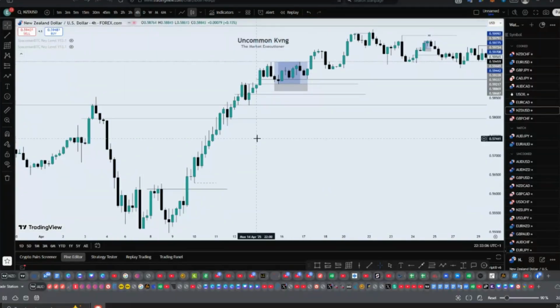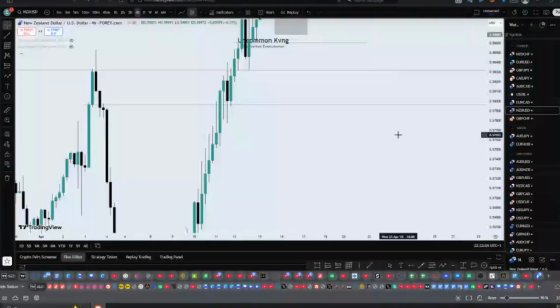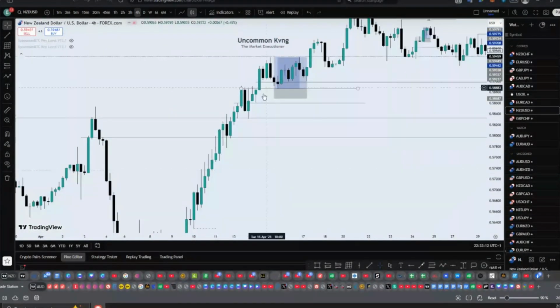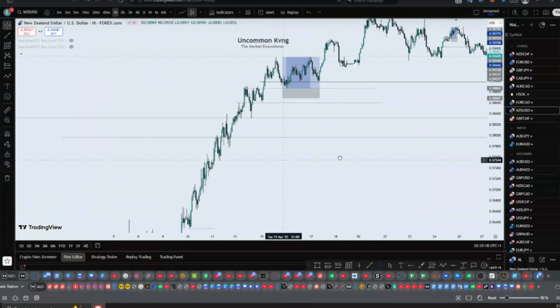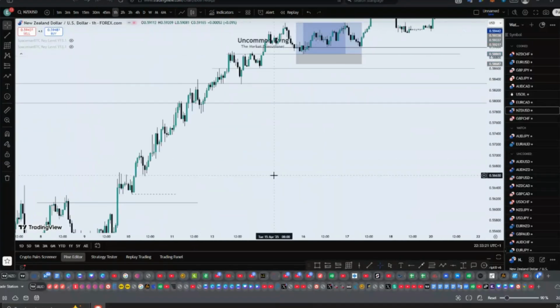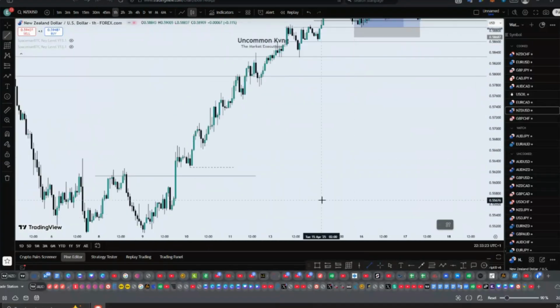But what do you see here at this point in time? You realize that after the expansion, we didn't see any clear expansion again until this particular place. So we see an expansion here. We saw an expansion here.